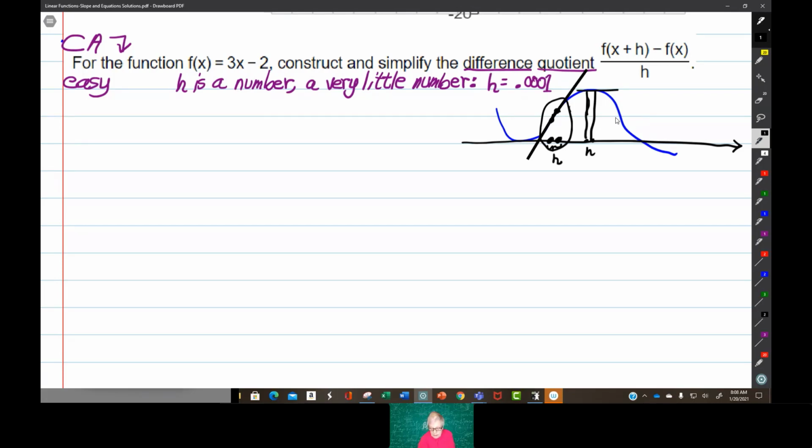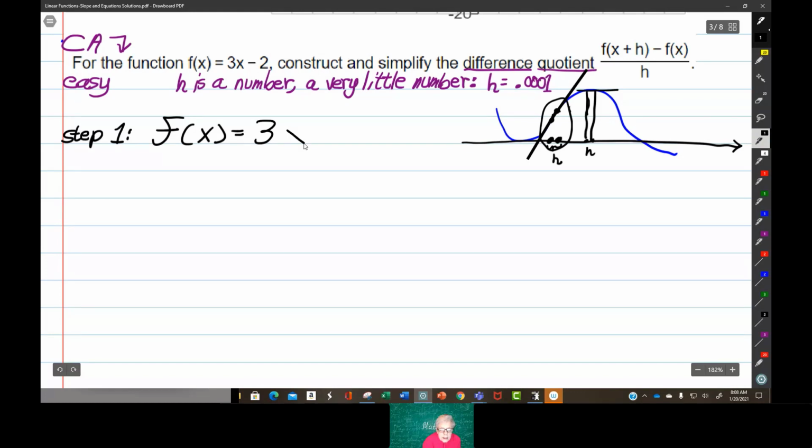So, here we go. This is a 4-step process. You're given what f of x equals right here. Okay, that's step 1. You write it again. But you write it big. You'll see why. Trust me. F of x equals 3x minus 2.